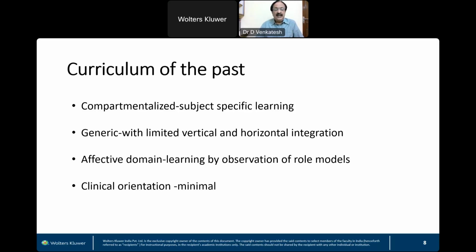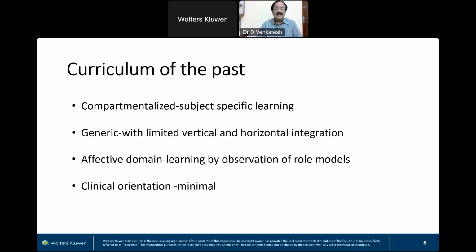The second limitation of the curriculum of the past was it was more generic and there was no integration either vertical or horizontal. We mean horizontal integration is establishing the link between the subjects of a particular phase, and vertical integration is connecting the subjects of the first, second, and third phases.